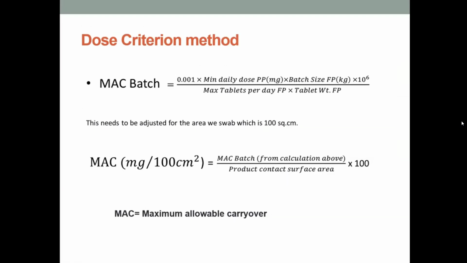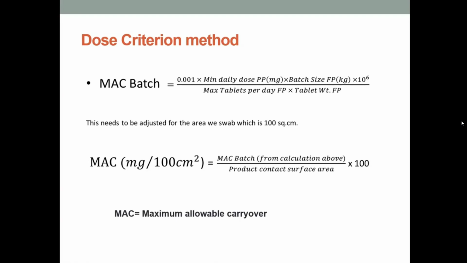So your maximum allowable carryover is 0.001 multiplied by your minimum daily dose of your product A, multiplied by the batch size of product B in kgs by 10 to the 6th, all over the maximum tablets per day of product B, multiplied by the tablet weight of product B.